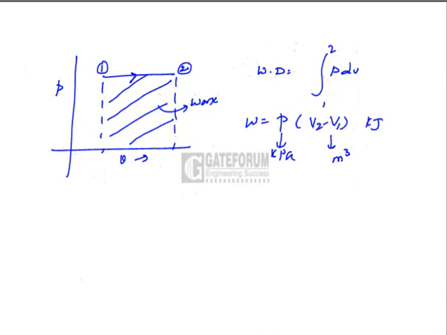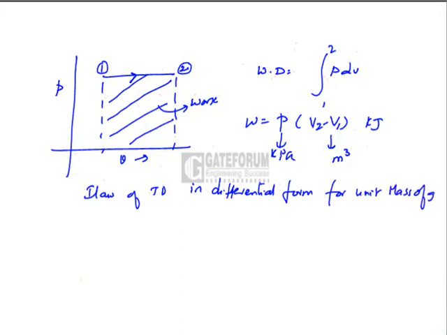Writing the first law of thermodynamics in differential form, for unit mass of gas, that is 1 kg, delta Q minus delta W is equal to du. This is the first law applied to the closed system in a non-cyclic process.